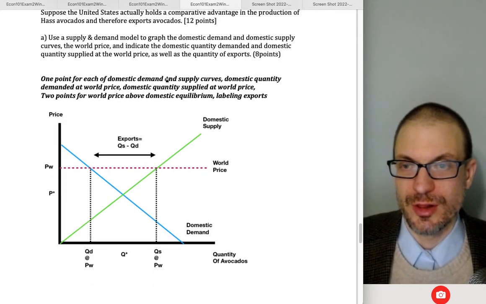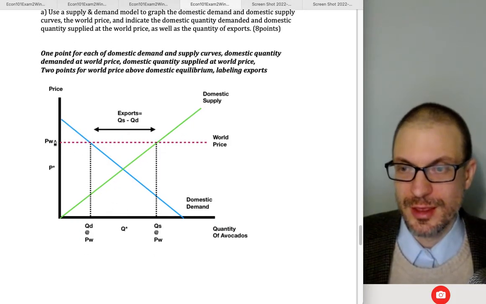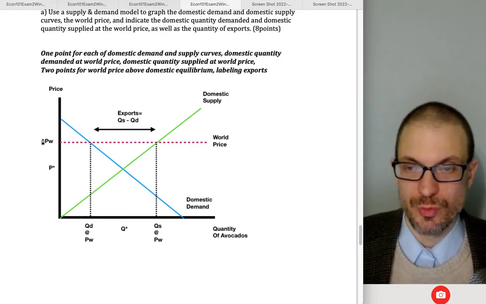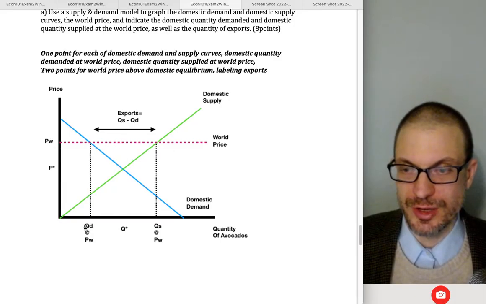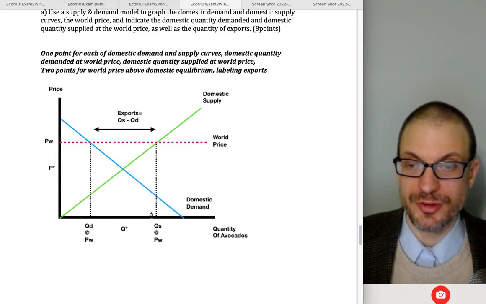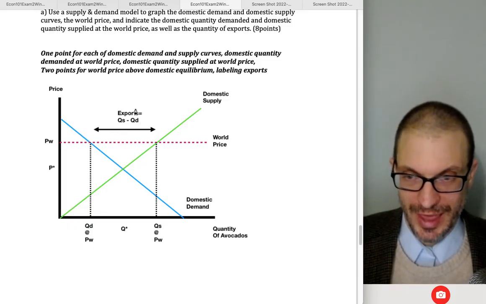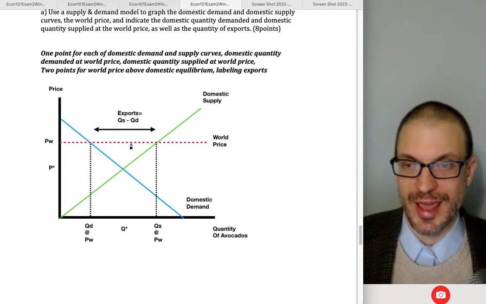So using the model, we want to show domestic demand, domestic supply, and world price. You have to draw the world price above the equilibrium price and identify quantity demanded at the world price and quantity supplied at the world price. That's going to give us a surplus. This surplus is going to correspond to exports, and you have to label it as exports, right? So we know that this is an export situation.